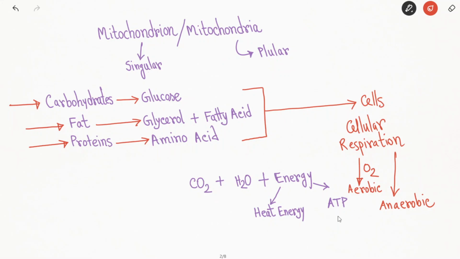So this aerobic cellular respiration happens inside mitochondria. So far we have learned about cellular respiration, and it can be of two types, aerobic and anaerobic. Aerobic respiration happens inside the mitochondria to generate energy that cells can utilize.